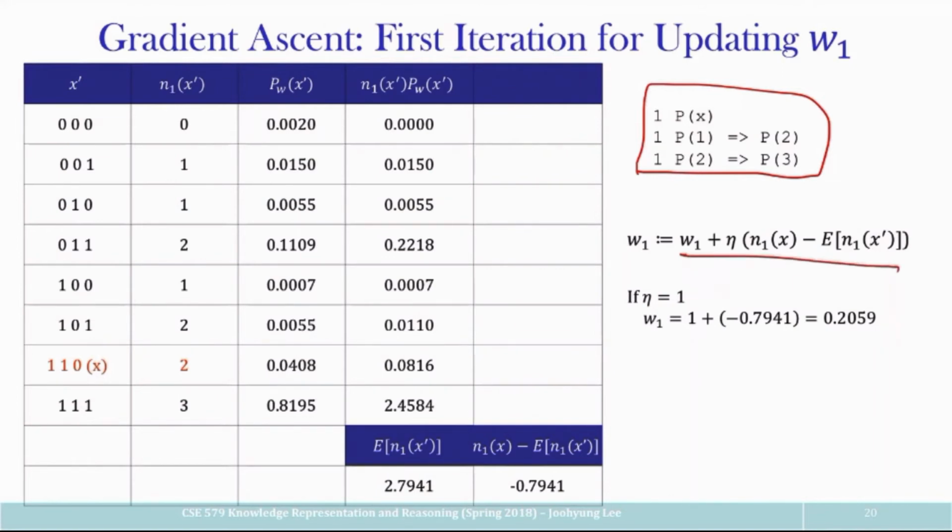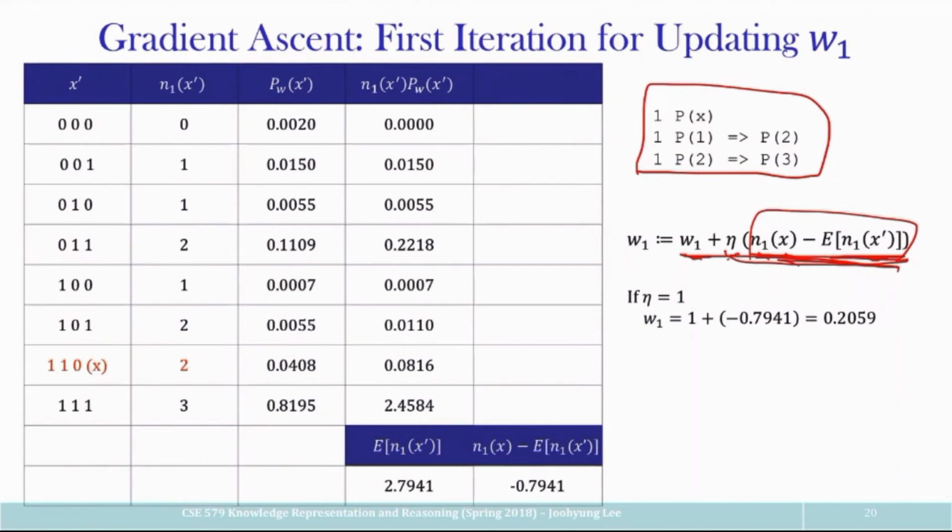If you don't know what the derivation was, forget it. Just focus on the meaning of this gradient. We are going to update each weight by this term. Eta is the learning rate, which you can set. And this is the gradient we just talked about: how many formulas are true under the interpretation x, and what is the expected number of ground formulas that are true. Having that in mind, let's look at the example.